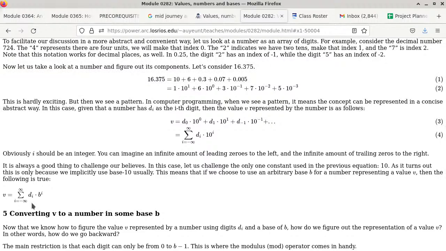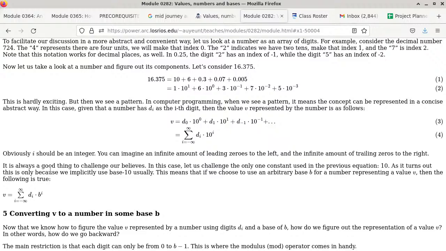We can see the only change is instead of raising 10 to the power of i, it is raising b to the power of i. So now the question is, what exactly is b? Tack, you never told us what b is. Well, that's because I was counting on you guys reading the material ahead of time. Because if you did, then you would have understood that to use an arbitrary base b for a number representing a value v, the following is true. So b is just a placeholder for the base.